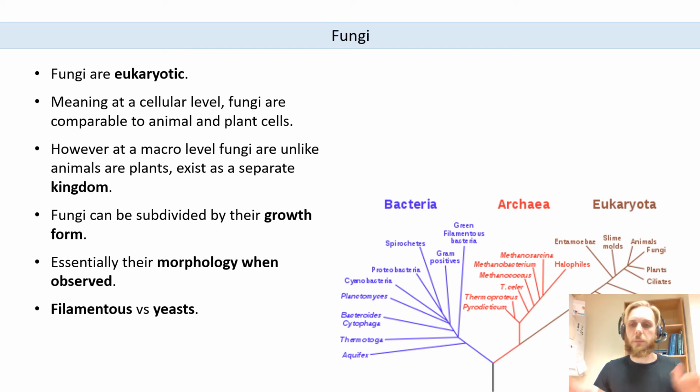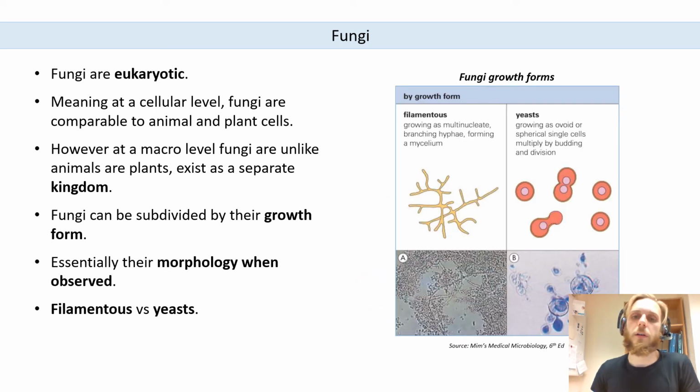Okay, so we can subdivide fungi amongst themselves, and the most useful division is filamentous versus yeasts. When we're talking about yeasts, as I said, we're talking about the microscopic unicellular fungi. When you look at them under the microscope, they just look like little circles or little spheres, sometimes diploid, so sometimes you'll see two linked. Very distinct from the filamentous fungi.